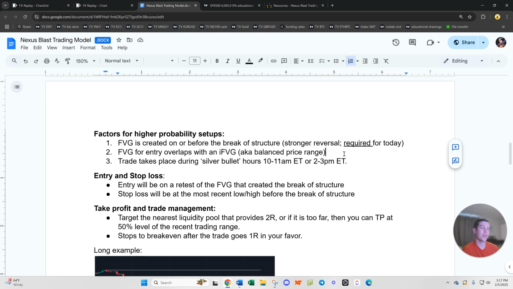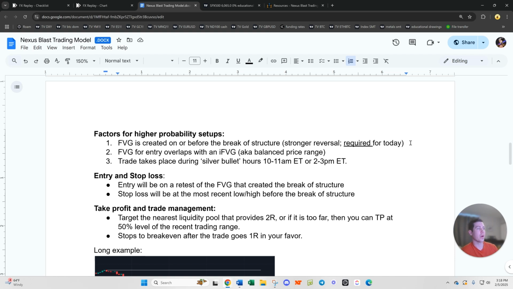He said there are a couple of other factors that can increase the probability. If your fair value gap overlaps with an inverted fair value gap, which is also called a balanced price range, that can increase the odds. But he said it's more of a nice to have. It's optional for his strategy. And he says there's also a potentially higher chance of the trade working out if it occurs during the silver bullet hours that he outlined. But again, this is just a nice to have.